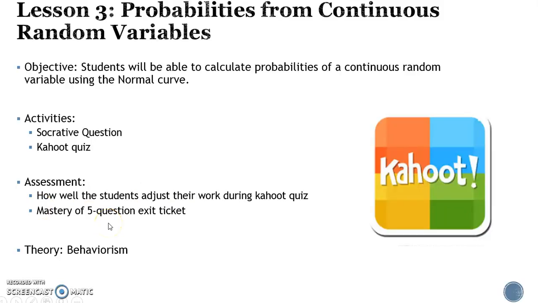So I most closely related this to behaviorism. As soon as they click the correct answer on their phone screen, so Kahoot is all online, it uses their cell phones, they see a big green check, they move up into first, second, or third place, and they know they're that much closer to getting the piece of candy. If they get the question incorrect, it's a big red X. They know they've done something wrong immediately, and they work to change that. So they work to not do it that way again, and they work to fix it, change it, so they get it correct.